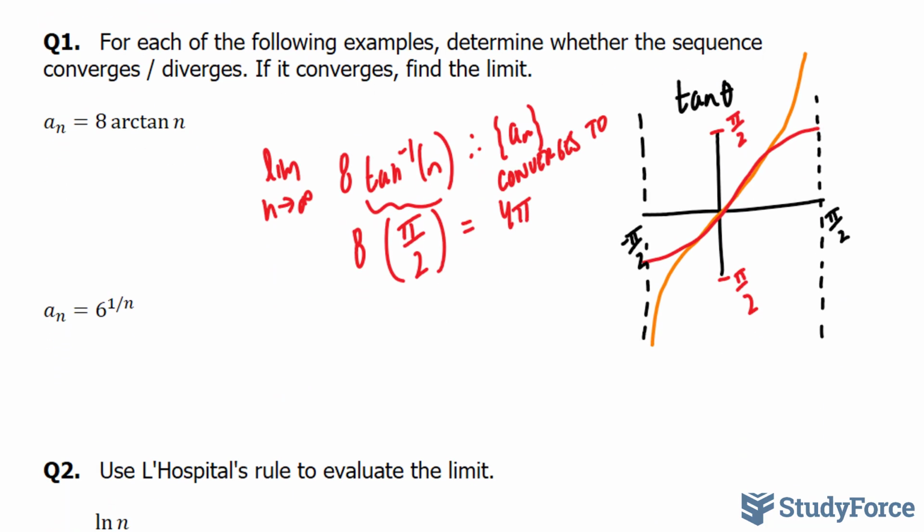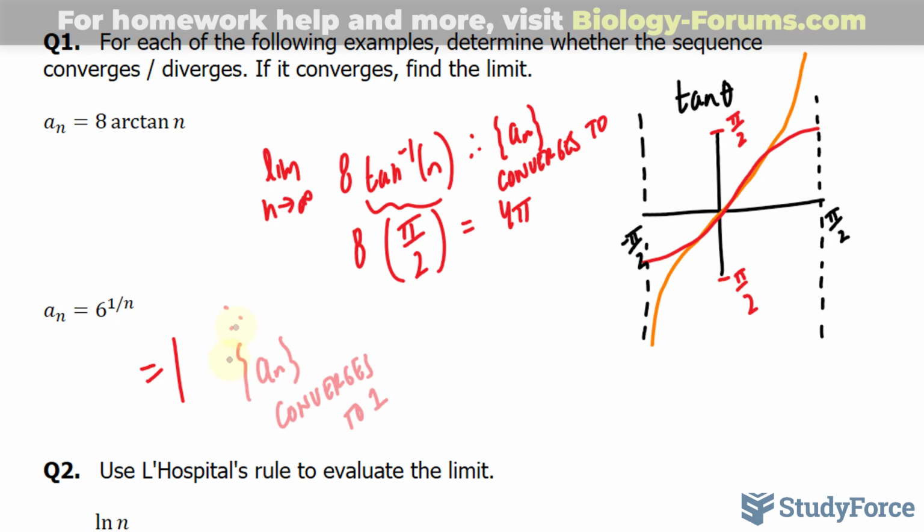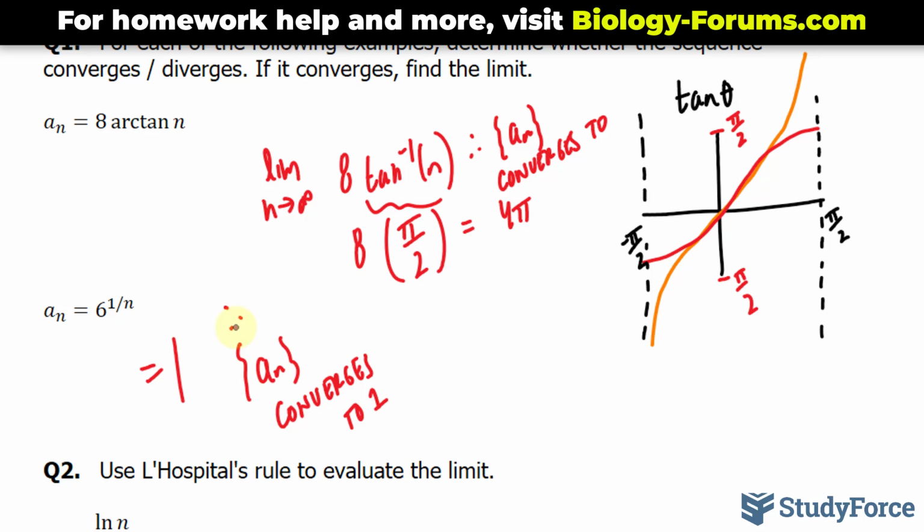We're asked to find whether 6 to the power of 1 over n converges or diverges. This one's easy. If I substitute a very large number into n, I'll end up with 1 over a very large number, which is equal to 0. 6 to the power of 0, and anything to the power of 0 is equal to 1. Therefore, this one converges to 1. I've written that down for you, and it's on your screen.